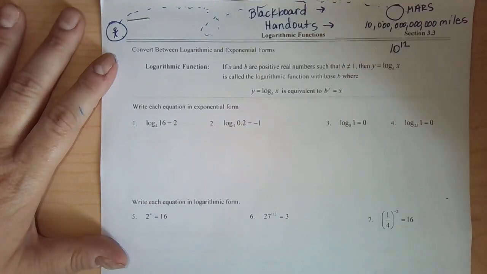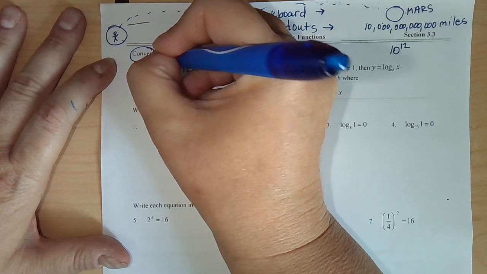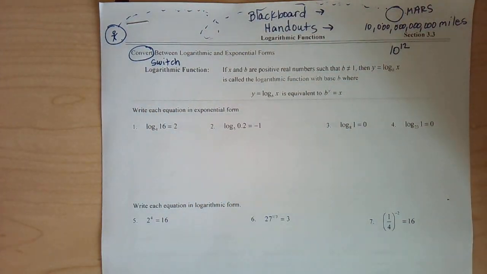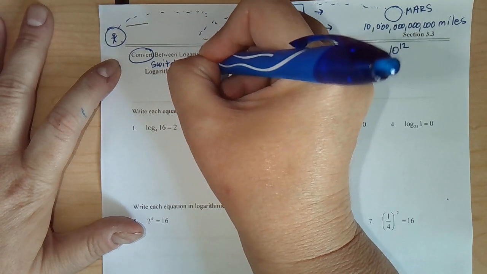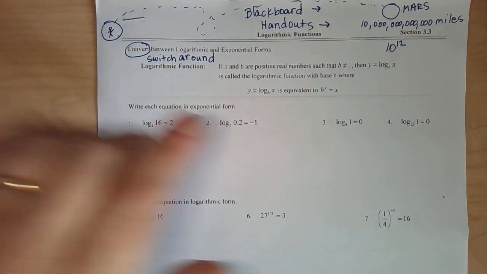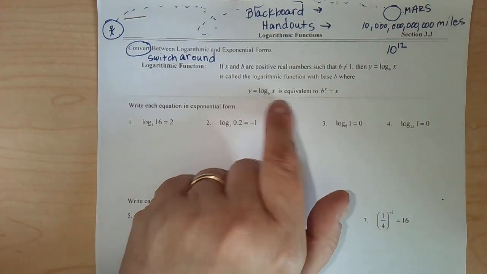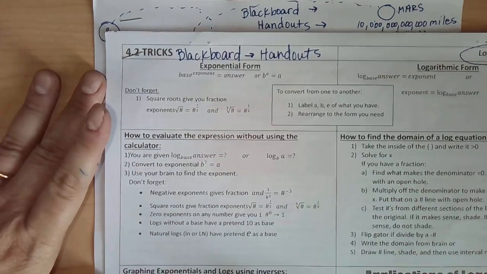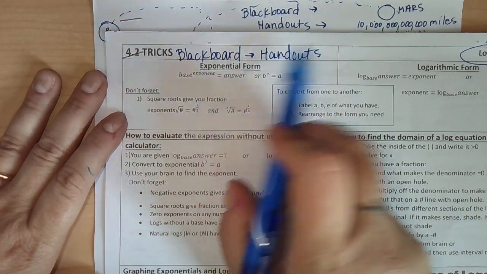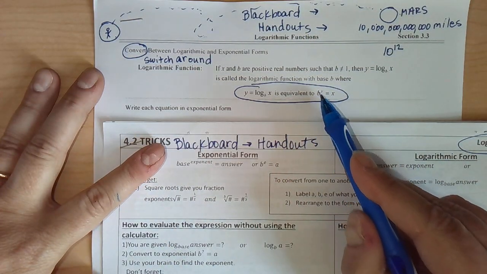Okay, so first it says convert. That just means switch. It doesn't mean find the answer. It doesn't mean find the amount of years or the amount of bacteria or whatever. It just means switch the stuff around. Okay, so let's say I have this: b to the y equals x. And that's actually right what we're looking at right here. I kind of simplify it a little bit more in my college algebra handouts.